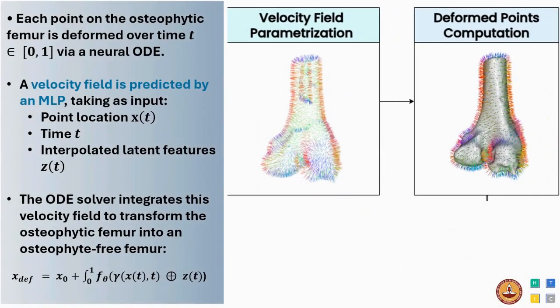Here we are looking at the velocity field parameterization and deformed points computation. Each point on the osteophytic femur deforms over time via a neural ODE, or an ordinary differential equation. We predict a velocity field using an MLP which takes as input the point location, the time, and interpolated latent features. An ODE solver integrates this velocity field in order to transform the osteophytic femur into an osteophyte-free femur, and hence we get our output of the pre-diseased femur model.